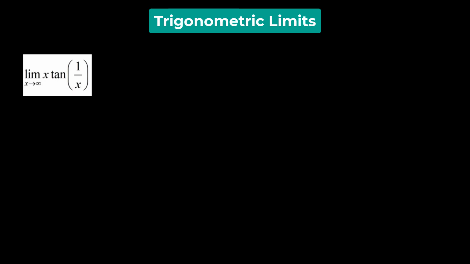So here we have the function x times tangent of 1 over x, and we have to find its limiting value when x approaches an infinitely large number. So here we are going to assume that 1 over x is equal to y. Now when we do this substitution, we also have to change the limit. So when x approaches infinity, it's clear that 1 over infinity is going to be 0. So we have y approaching 0. So our limit now changes from x to y. So we have the limit as y goes to 0.